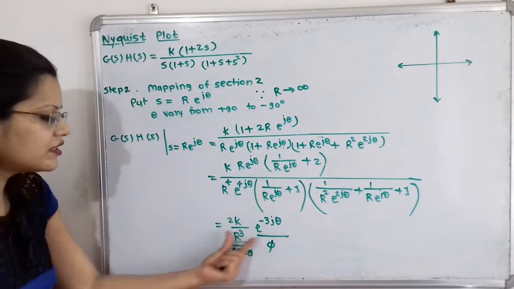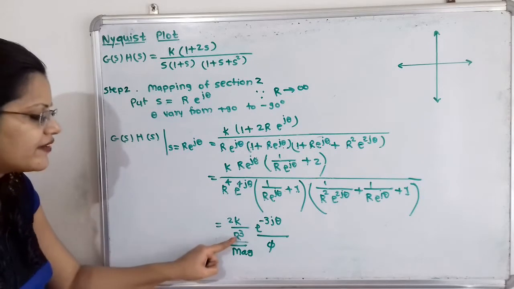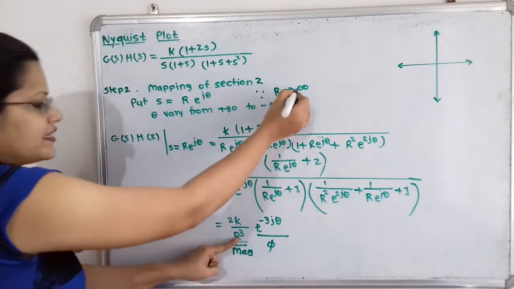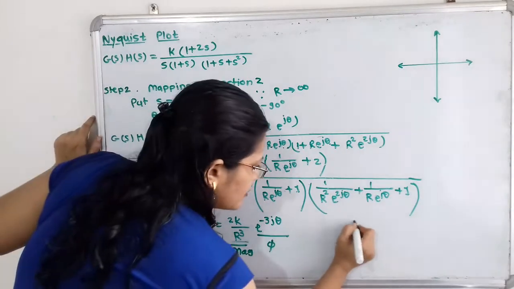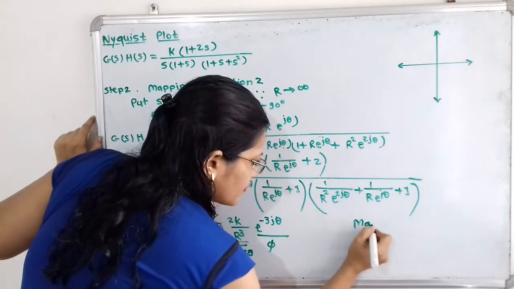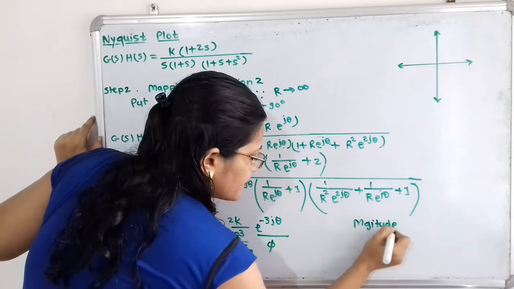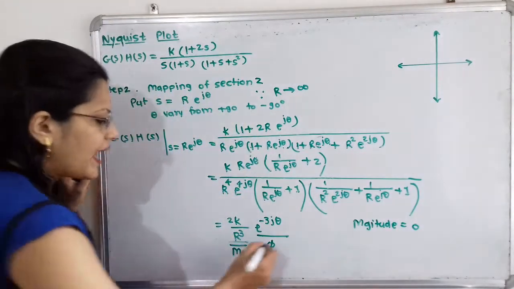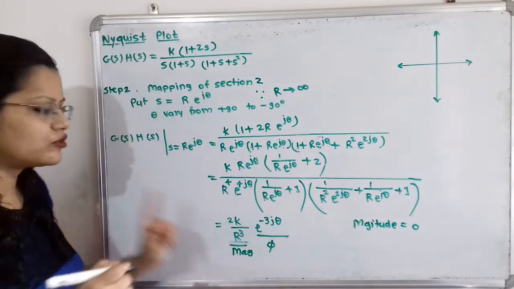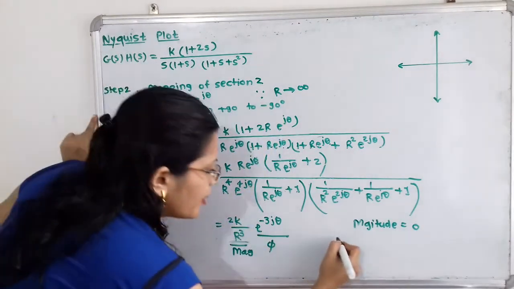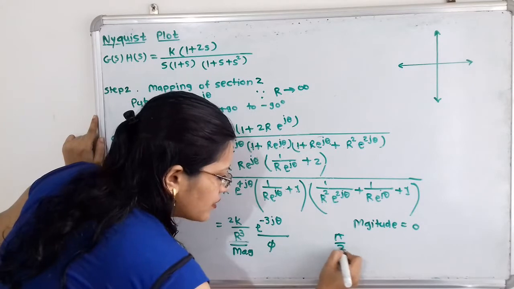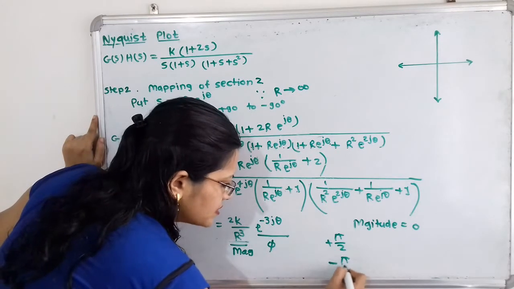That is important. Now for this magnitude, if I put the value of r, that is infinity, so this constant divided by infinity, so magnitude is 0. Magnitude is equal to 0. And what about this phase angle phi? So this phase angle phi varied from plus pi by 2 to minus pi by 2. So I will write here for this plus pi by 2 towards minus pi by 2.